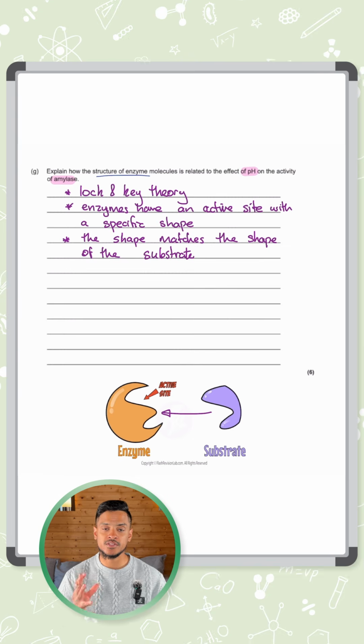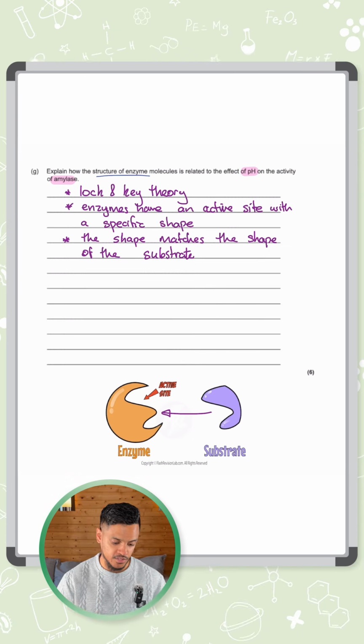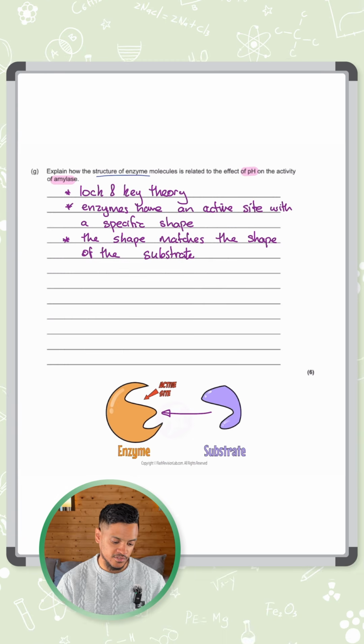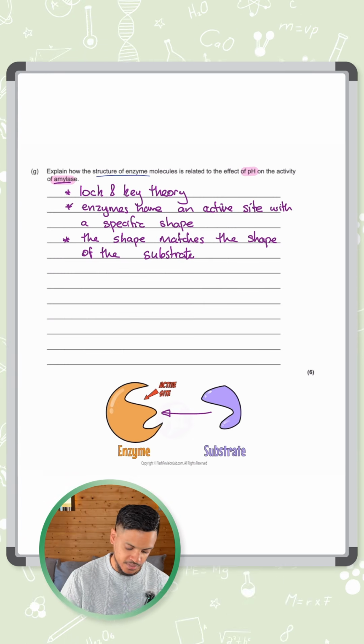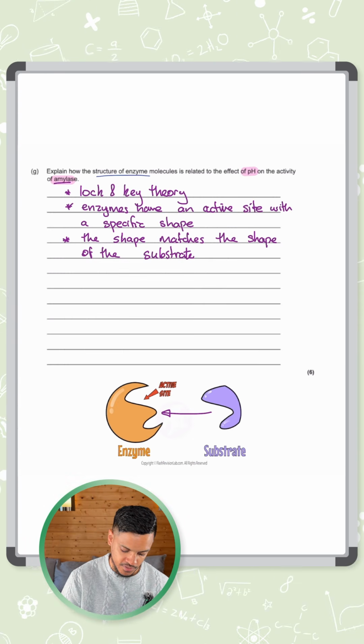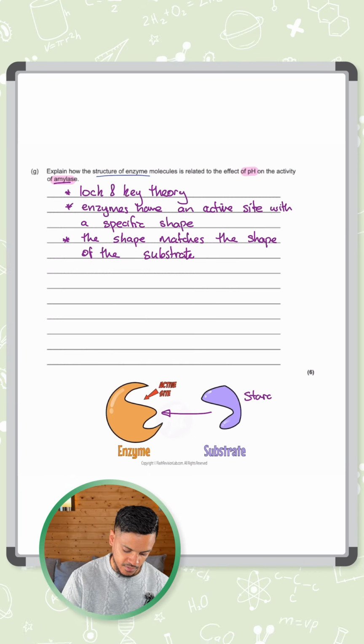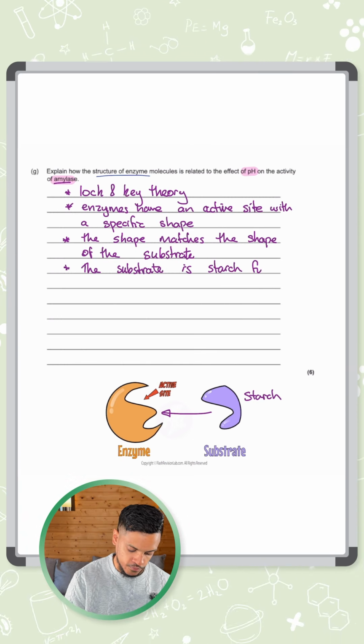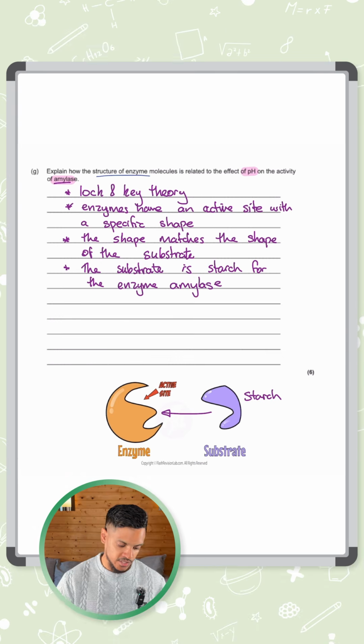So in this case, what's the substrate that's being used? Maybe you can apply it to what they're asking here. They said, how is it related to the effect of pH and the activity of amylase? What does amylase break down? Starch. So basically this substrate is starch. You can actually mention that in the question here. So you can say the substrate is starch for the enzyme amylase. Okay, so we've talked about the structure.